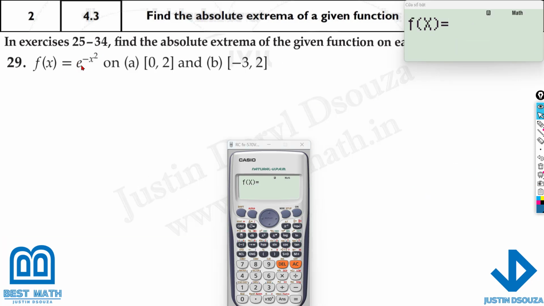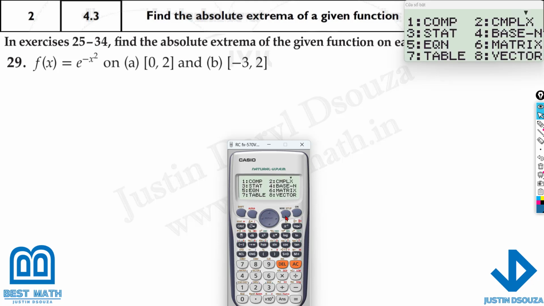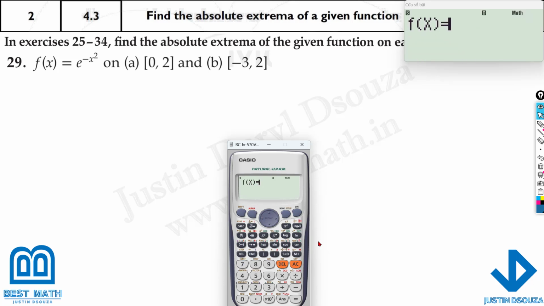When we have just a normal equation other than trigonometry, it's pretty simple. We can clear the calculator now if you want to just get rid of everything. Now we can go to mode 7, shift e to the power minus x squared. And here then, where do we start? Start at 0, end at 2. And let me give the step of 0.5.